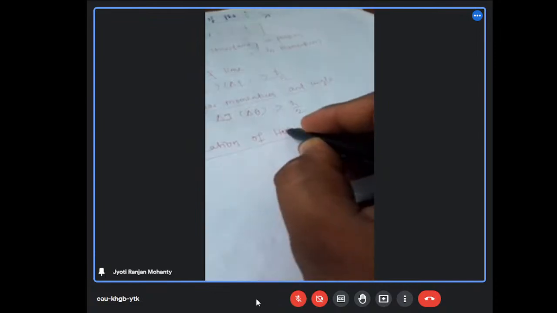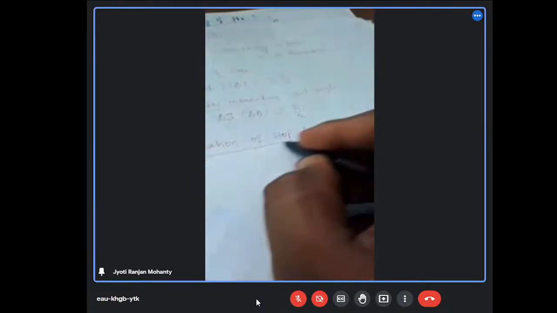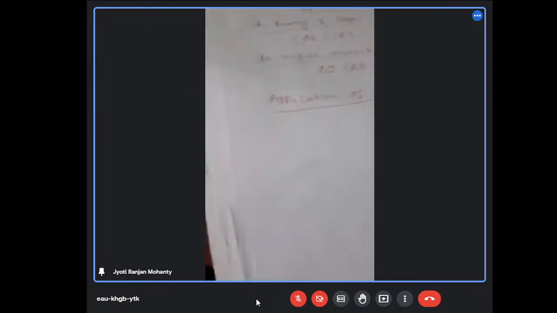The application of HUP. What is HUP? Heisenberg uncertainty principle. Very good. As per your syllabus, we have to study two applications.